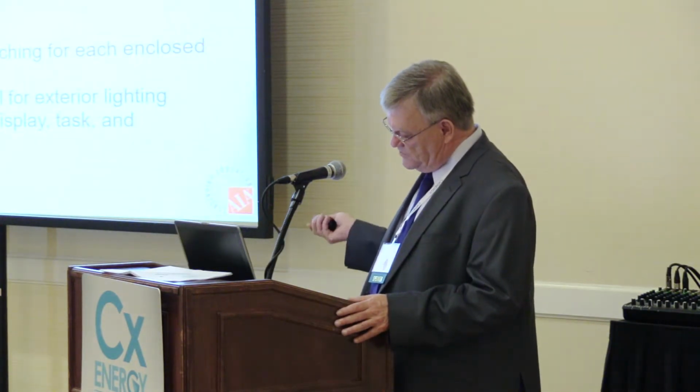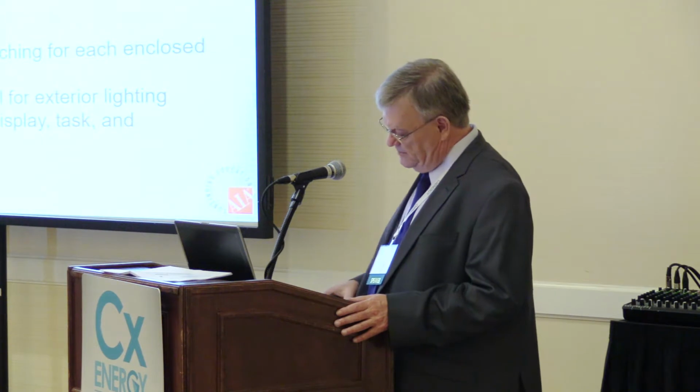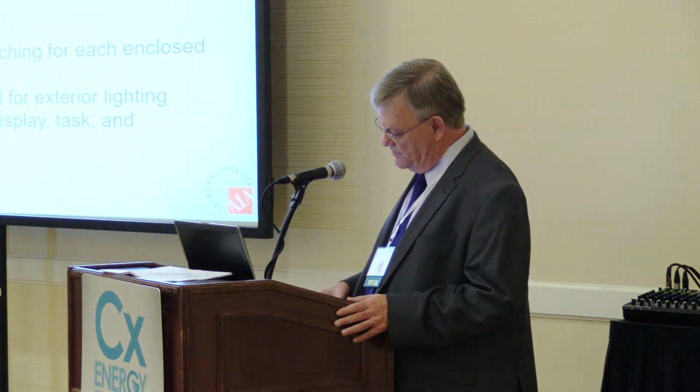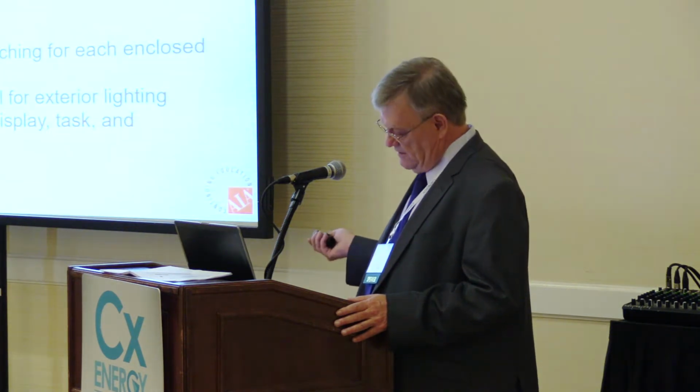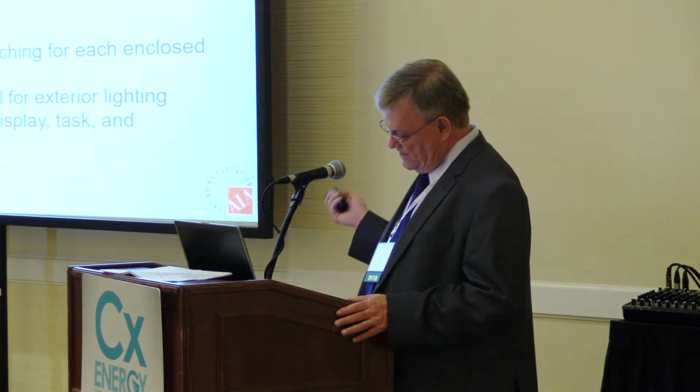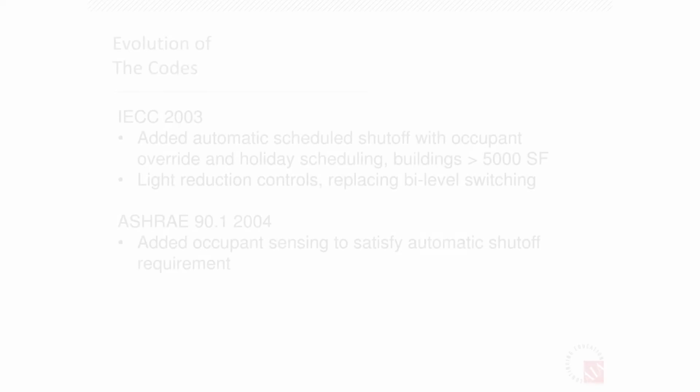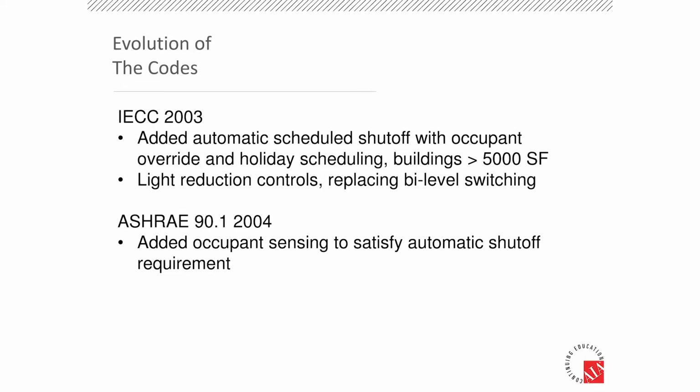At the same time, ASHRAE required, and I didn't get this on the slide, but ASHRAE 90.1, the 2001 version, required automatic controls for any buildings that were bigger than 5,000 square feet. And that was automatic shutoff, scheduled shutoff. And we'll see that that actually entered IECC in 2003. And we got light reduction controls to replace bi-level switching.